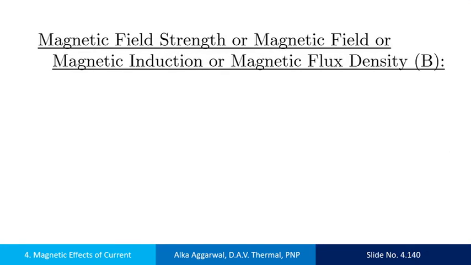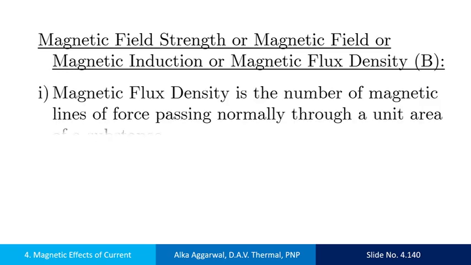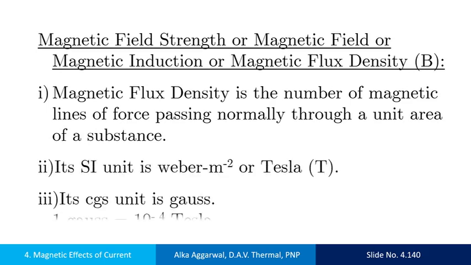Now let us discuss some of the terms which you have already known. Number one is magnetic field strength, which is also sometimes called magnetic field, magnetic induction, or magnetic flux density. It is the number of lines of force passing through a unit area of any substance. The unit is Tesla or Weber per meter square.